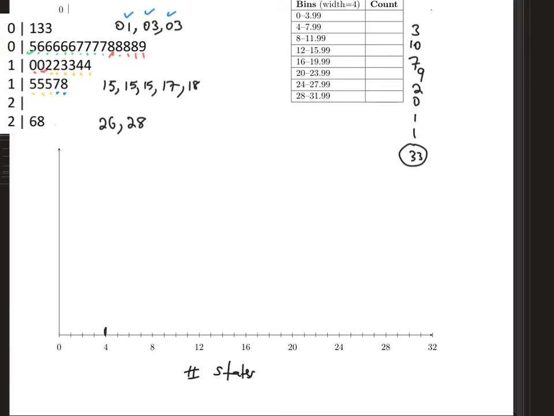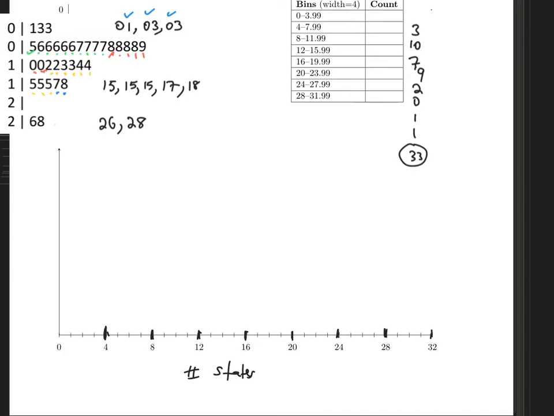So the number 0 to 4 was my first bin, so my first vertical line there is going to be at 4, then at 8, at 12. So these lines I'm drawing correspond to the ends of the bins that I've defined. Then all I need to do is draw a bar graph so that the height of each bar is given by the count for the bin.